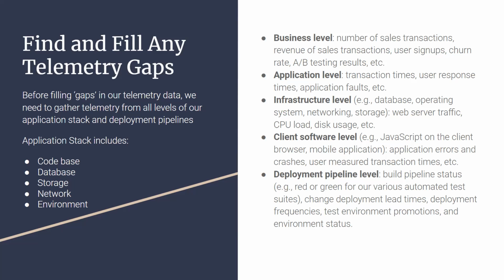On the right is a list of each of the levels where we need to gather metrics that will help us see the health of all the services we rely on. By gathering these metrics, we are better able to see if there are any gaps in our telemetry data and, in turn, recognize issues early and correct them.